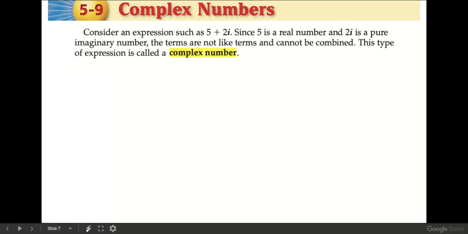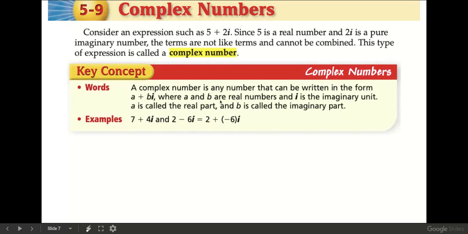Consider an expression such as 5 plus 2i. Since 5 is a real number and 2i is a pure imaginary number, the terms are not like terms and cannot be combined, right? I can't combine 5 plus 2i. This type of expression is called a complex number. It's similar to if I said, what's 5 plus 2x? You wouldn't be able to combine those together because they're not like terms. Same thing with imaginary numbers. A real number and an imaginary number can't actually be combined together, but together it's still considered a complex number.